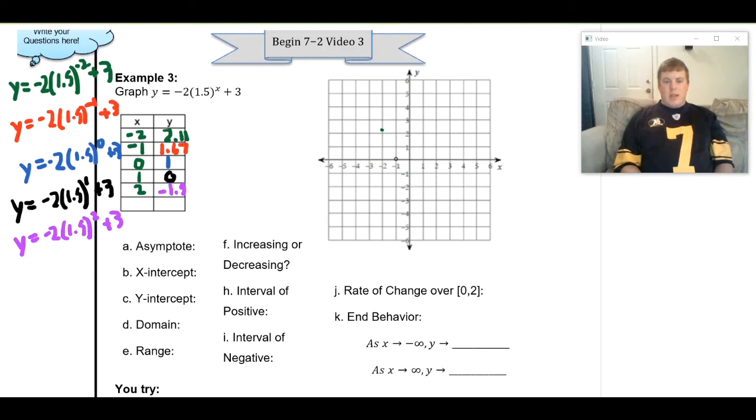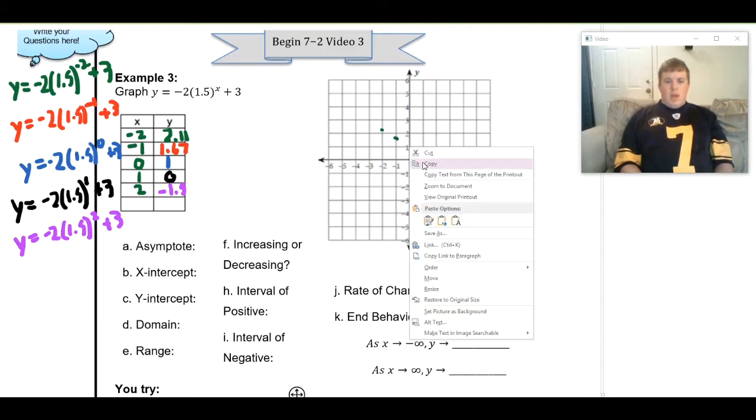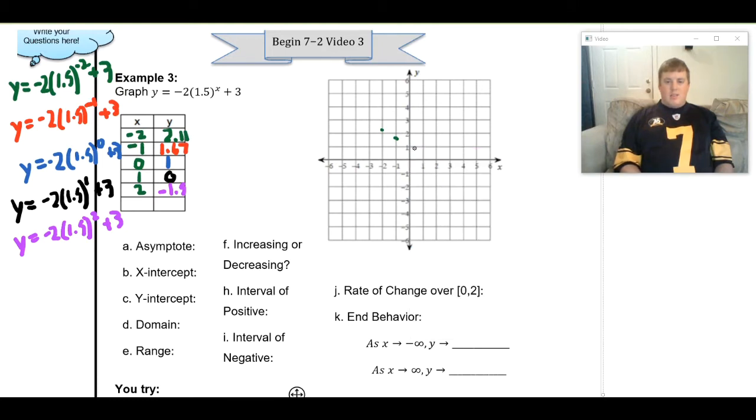So I go to the left 1. And then 1.67 would be about 2/3 of the way between 1 and 2. So I'm going to put a dot right there. My next point is 0, 1. Then I had 1, 0. And then I had 2 and -1.5, which would be about right here.